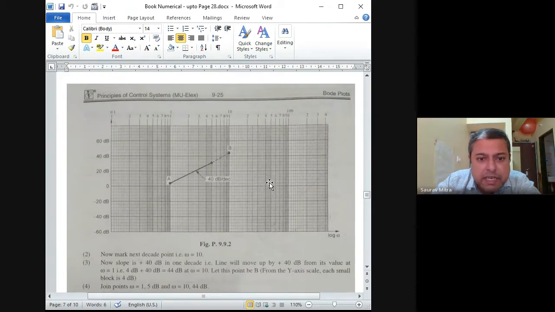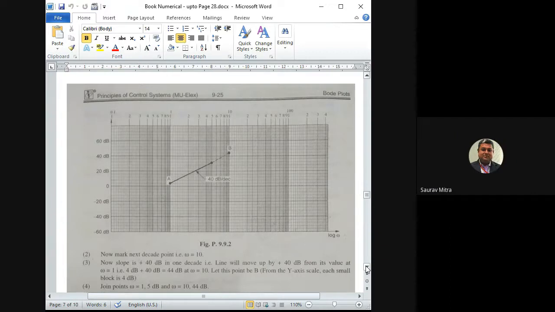So this is the 50 line and 12 will come somewhere here. If you just connect these 2 points, 5 comma 32 and 50 comma 12, you will be getting a minus 20 dB per decade line drawn from the starting point 5, 32. So this is the whole art.